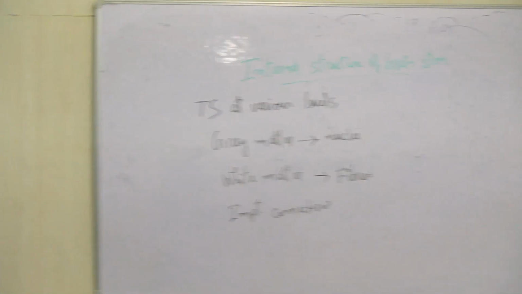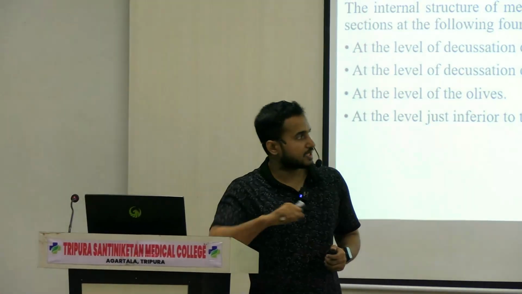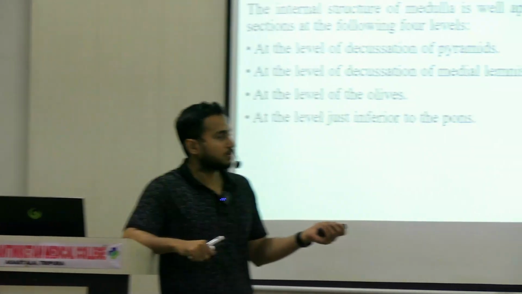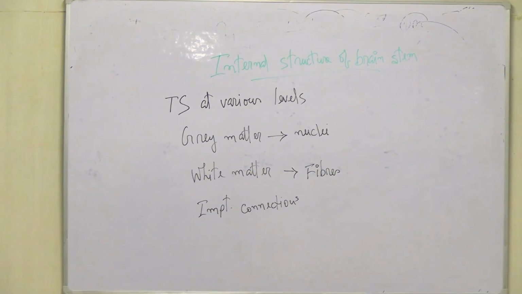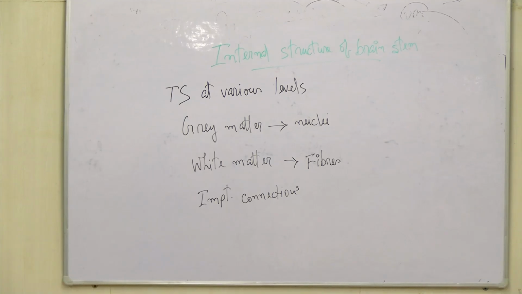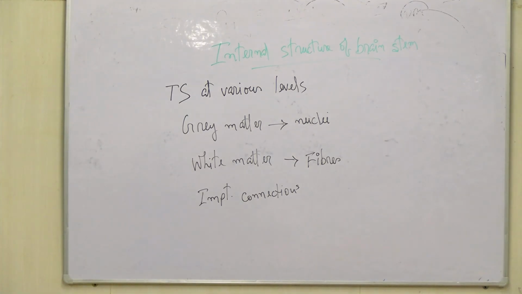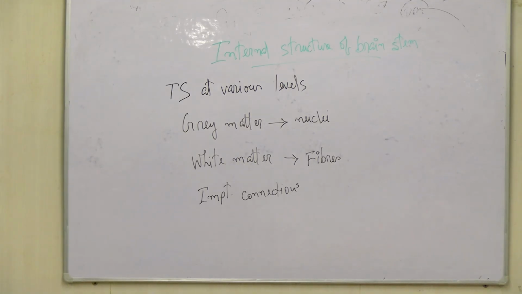So in order to study the internal structure of the brainstem, what do we have to do? First of all, we have to take a TS. This topic is very important, plus it is a very difficult topic. So I request everyone to please listen carefully. In the upcoming exam, you can expect some questions from this topic. Here first of all you have to take TS at various levels.